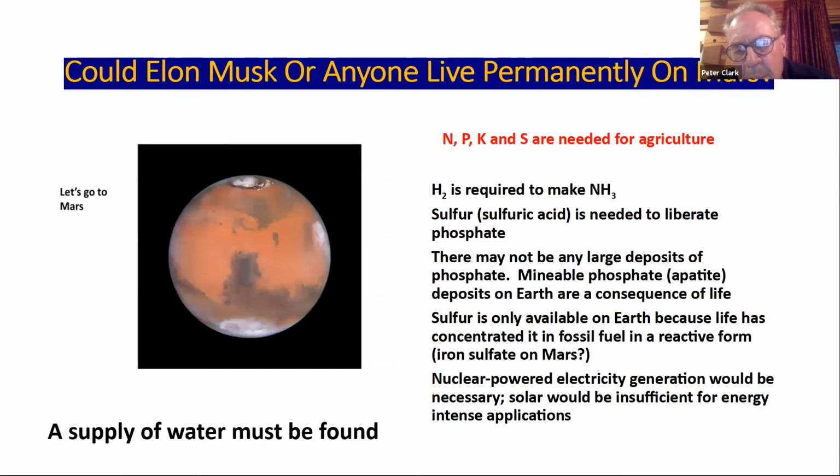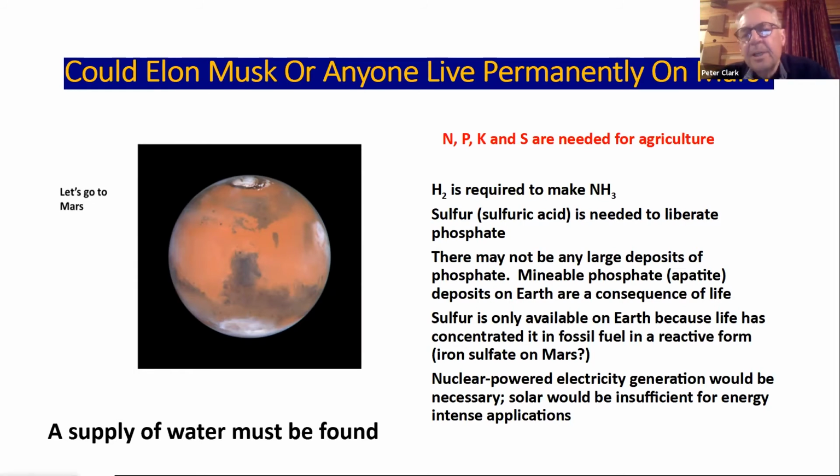Okay, so could anybody live on Mars? Well, you'd have to grow your own food. So you need sources of nitrogen, phosphorus, potassium, and sulfur, amongst many other things. And you need to make ammonia. You need to have sulfur in the form of sulfuric acid in order to liberate phosphate. But there's one very interesting thing. The mineable reserves of phosphate on Earth are a consequence of biological action. The phosphate reserves that you find principally in Morocco and Tunisia are the remains of multicellular organisms.